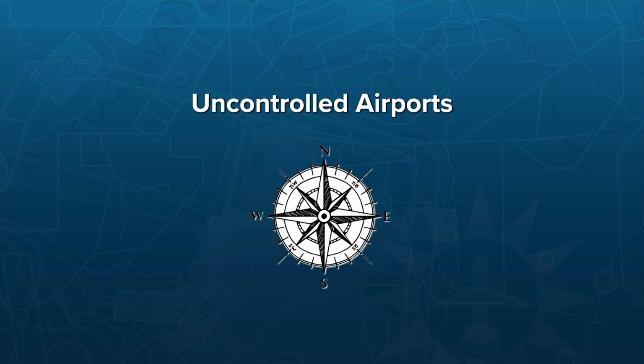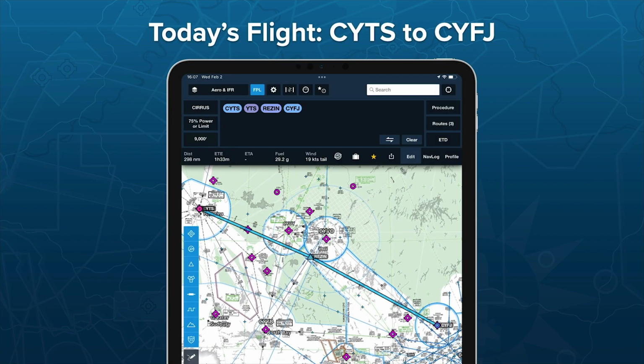All right, let's take a look at uncontrolled airports. We got a great question in the last webinar about IFR procedures that are related to uncontrolled airports. And so I wanted to address that in part 2 here. So let's take a look at a flight today from Timmins to Montreal. And these are both uncontrolled airports. So we'll look at some of the procedures that are related to departing and arriving at uncontrolled airports.